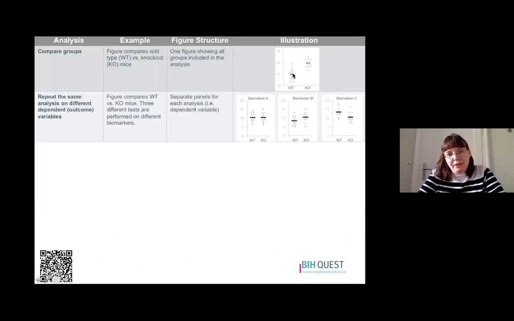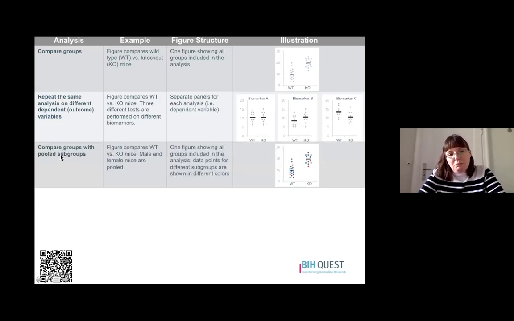So these 2 scenarios are simply versions of what we saw in the last slide. So if I have a comparison between wild type and knockout mice, and I only have 1 outcome variable, biomarker A, then I just have 1 graph. And if I have biomarker A, B, and C, then they would each go in separate panels because I'm repeating the same analysis on different outcome variables.